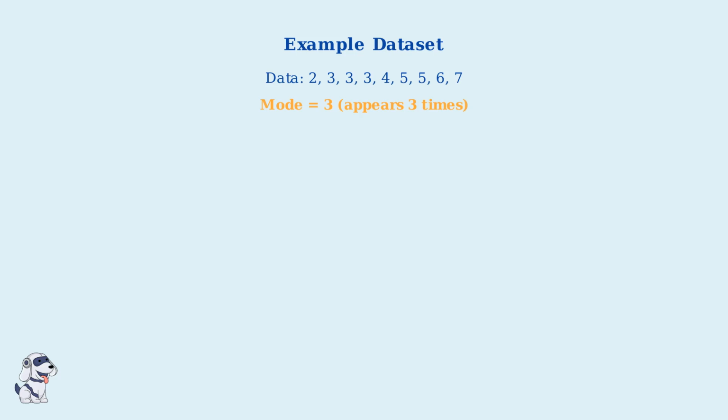The mode is the most frequently occurring value in a dataset. Unlike the mean and median, the mode focuses on frequency rather than numerical position or average. In this simple dataset, the number 3 appears 3 times, more than any other value. Therefore, 3 is the mode of this dataset. Datasets can have different numbers of modes, which helps us understand the distribution pattern of our data.